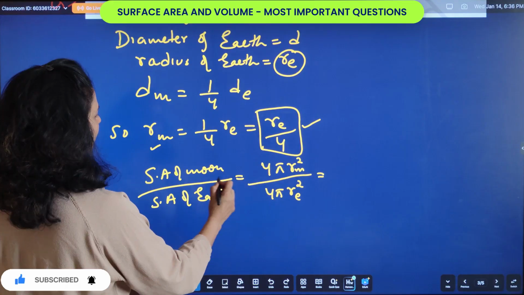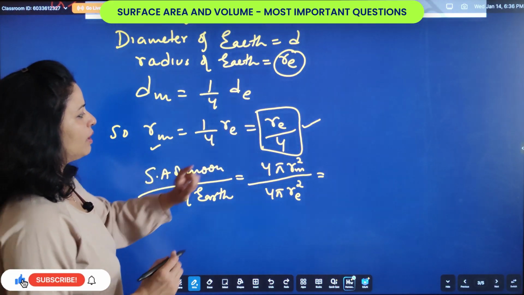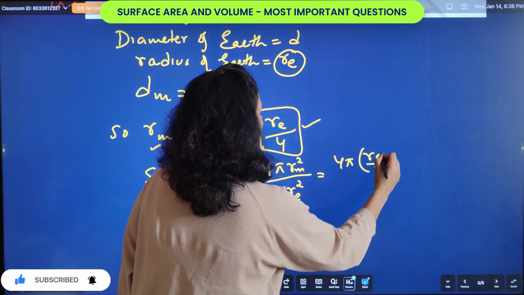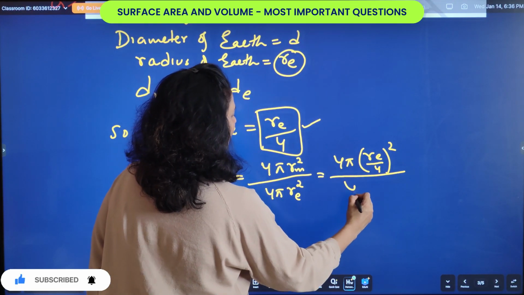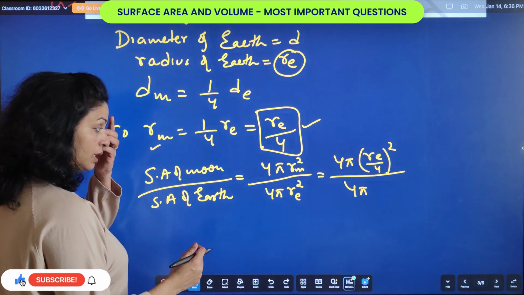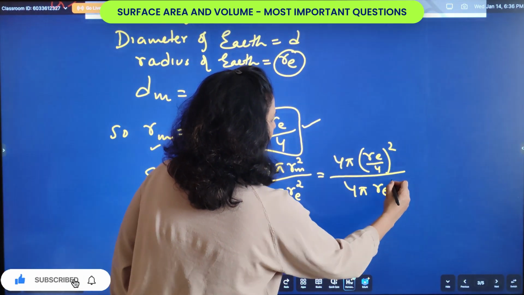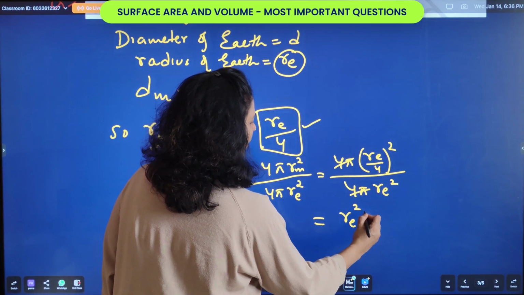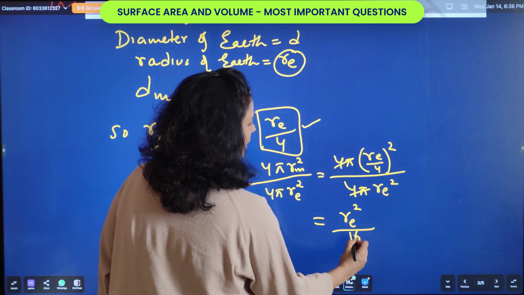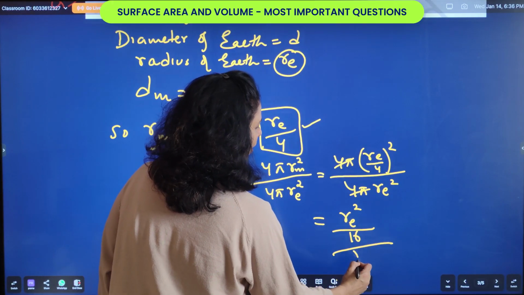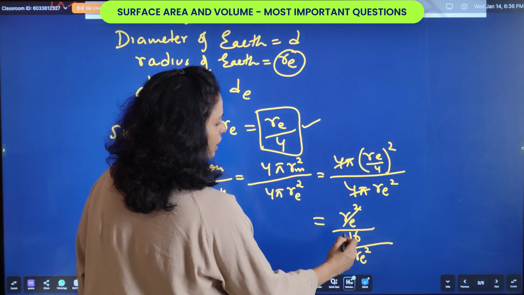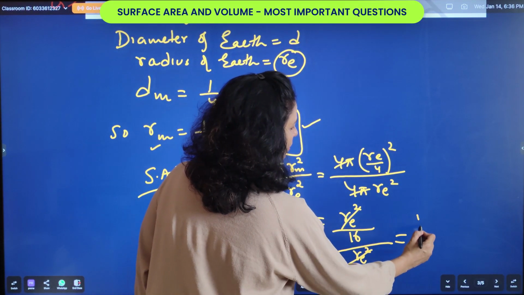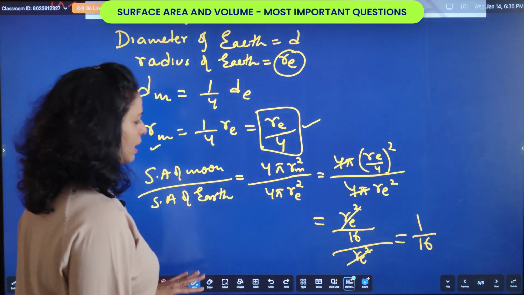Okay, moon radius re by 4, right? 4 pi, you can write re by 4 whole square. Here 4 pi. Now radius of the earth is re only. Okay, now here 4 pi you can cancel. Here we get re square by 4 square is 16, divided by re square. So we can cancel this re square. So this 16 will come down here. So our value will be 1 by 16.